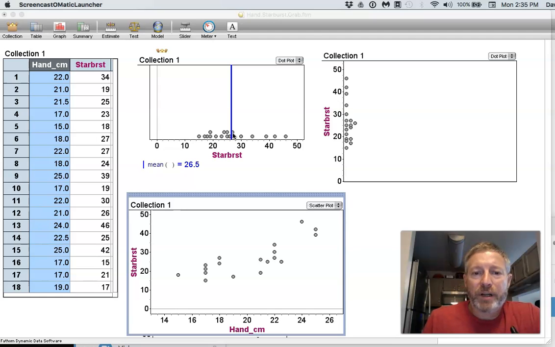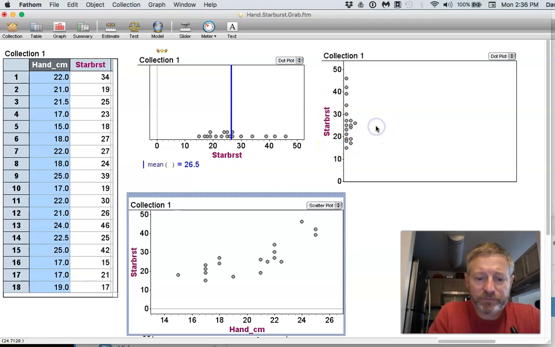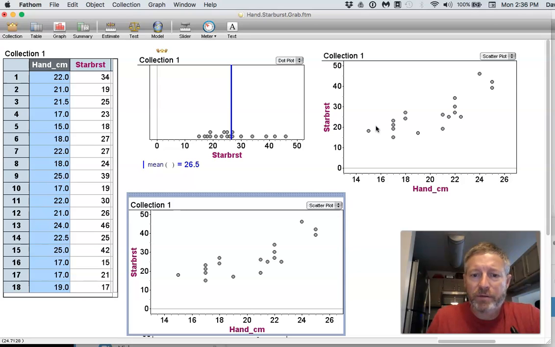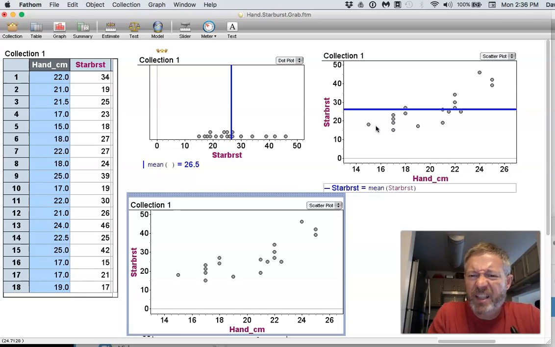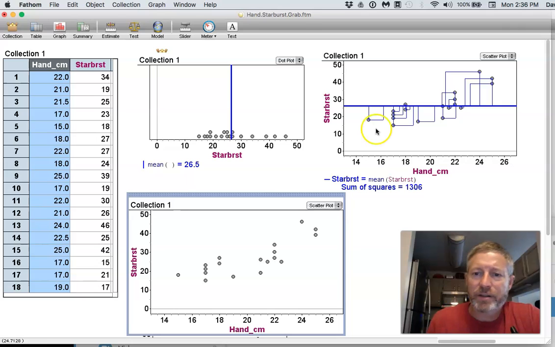One way to do this electronically is to put Starbursts on the y-axis and then graph the mean of those. I have to add hand span just to do this with my technology. So I've taken this 26.5, graphed it horizontally now, and calculated basically the residuals and then squared them and added them up. So the sum of squares total is 1,306. That's a measure of the total variation in the Starburst data set.